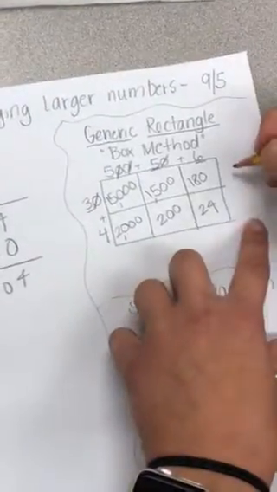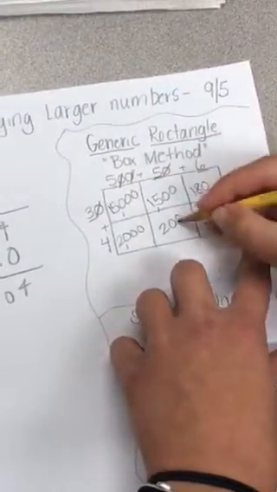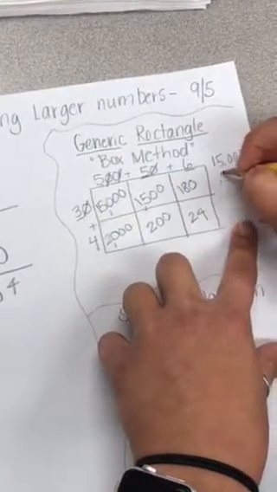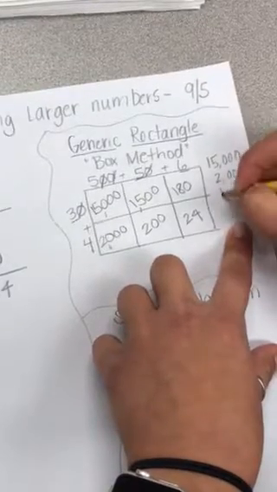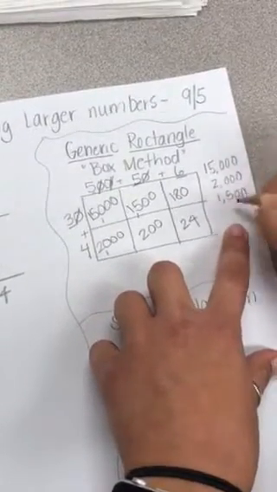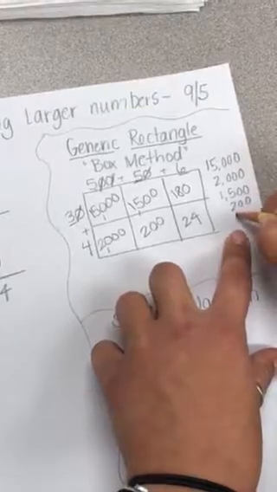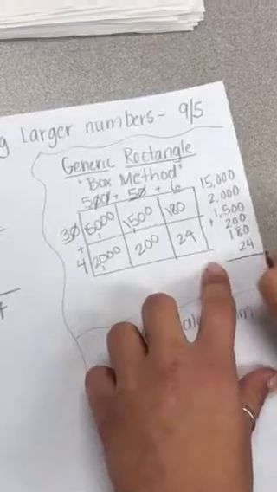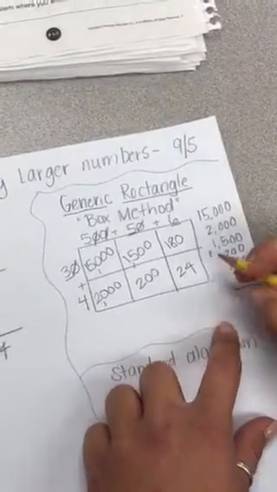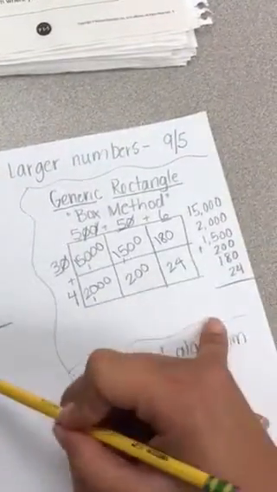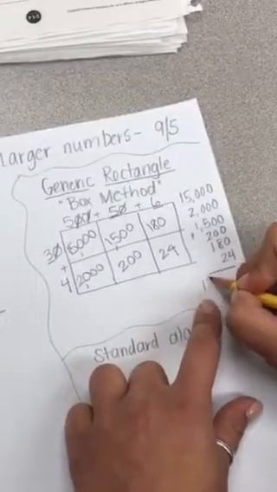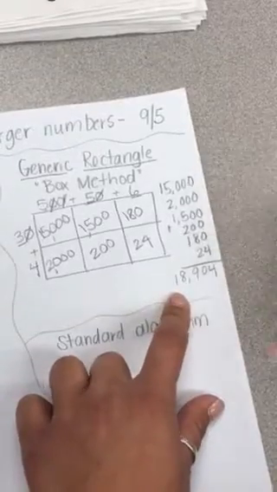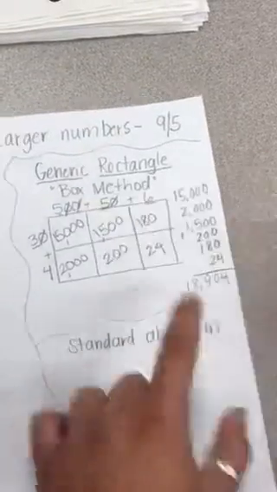Okay? Then what I would do with each of these partial products is I would add them up. So 15,000, 2,000, 1,500, 200, 180, and 24. So what I would do then is I would add these all up, and eventually I would come to my answer of 18,904. Make sure your place values are lined up properly in order for you to get the same answer.